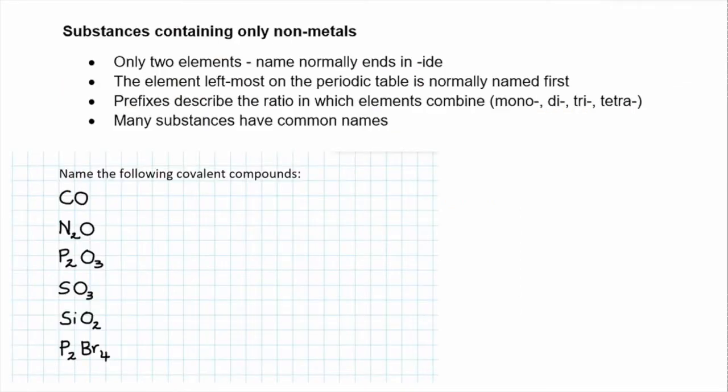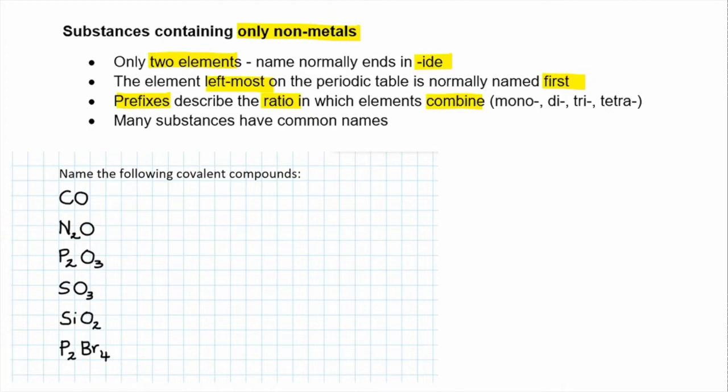Now, of course, in order to name chemical substances correctly, there's a list of rules that we will need to follow. And displayed on your screen, we have the list of rules that we use to name covalent substances, or in other words, substances that only contain non-metals. Firstly, when the substance only contains two elements, then the name ends with "ide." The element that is leftmost on the periodic table is normally named first. The prefixes describe the ratio in which the elements combine.